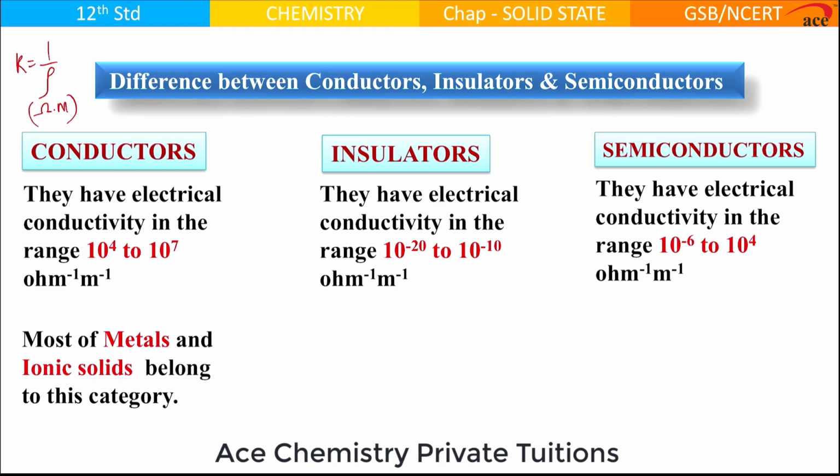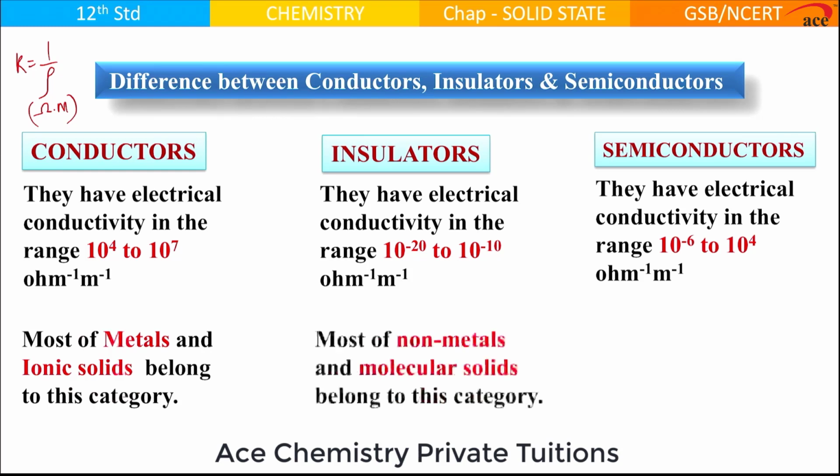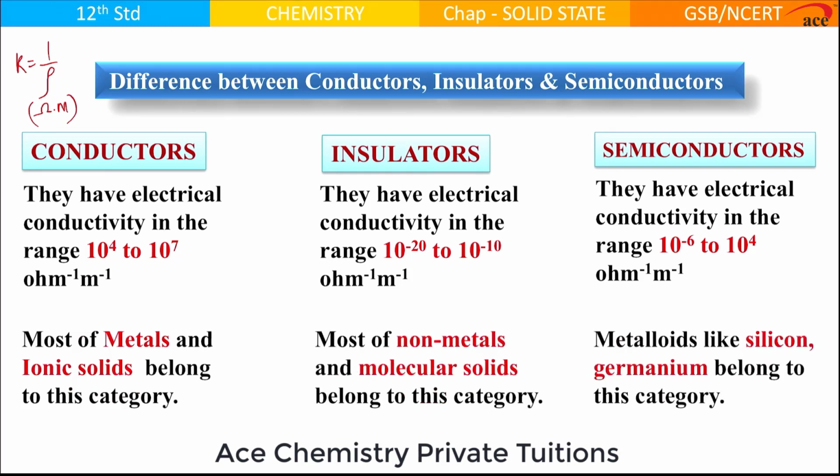We are all aware most of the metals, whether silver, gold, iron, copper, they are all conductors. Even ionic solids in molten condition are good conductors. Insulators, that immediately comes to our mind: wood, plastic, rubber. Most of them are non-metals and most of them are molecular solids with no free electrons. They are insulators. Then metalloids like silicon, germanium are examples of semiconductors. So, the entire classification of conductor, insulator and semiconductor scientifically is based on electrical conductivity symbol K, which is given by the formula 1 upon resistivity.